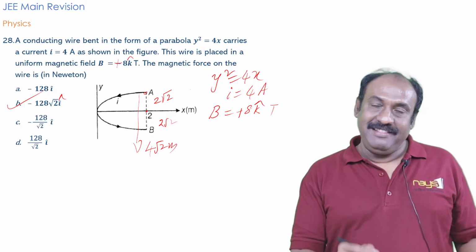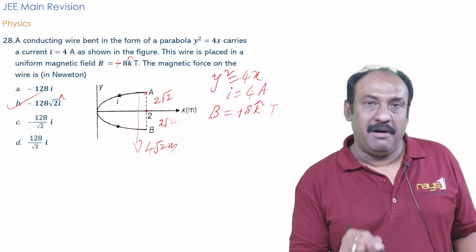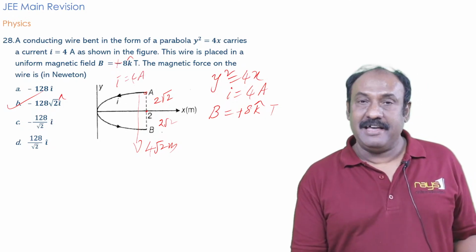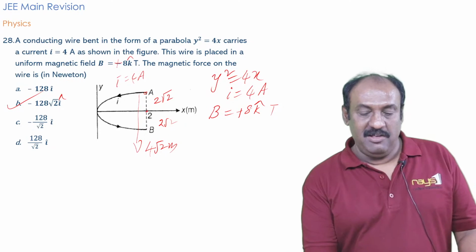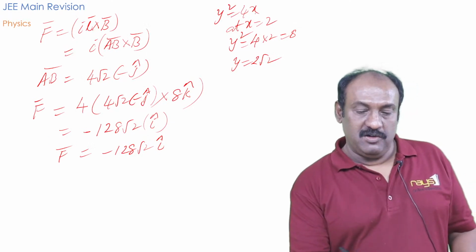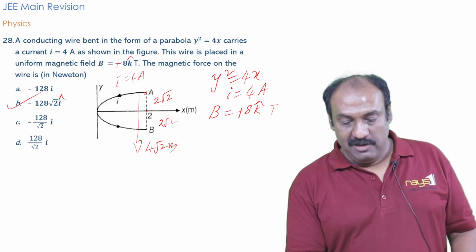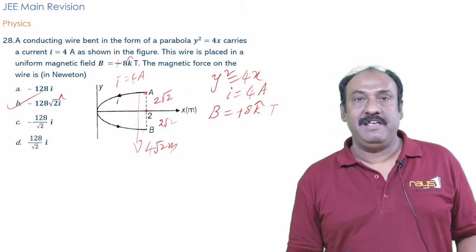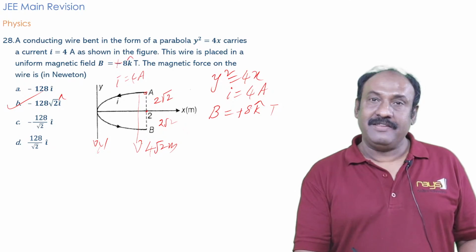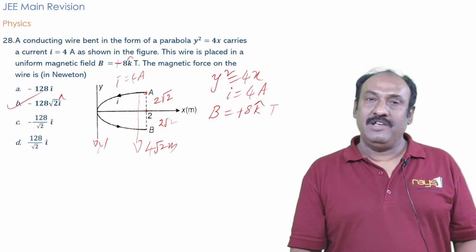So what I did in this problem: I considered the shortest distance between A to B as L bar, and I is given as 4 ampere. According to the given equation, this value is given as 2 meter. I put x value as 2, then y square is equal to 8, so from this y value is 2 root 2. This value is 2 root 2, and this value is also 2 root 2. The shortest distance between A to B is 4 root 2 meter along negative y axis. Therefore the current element vector I dl bar is 4 root 2 minus j cap.